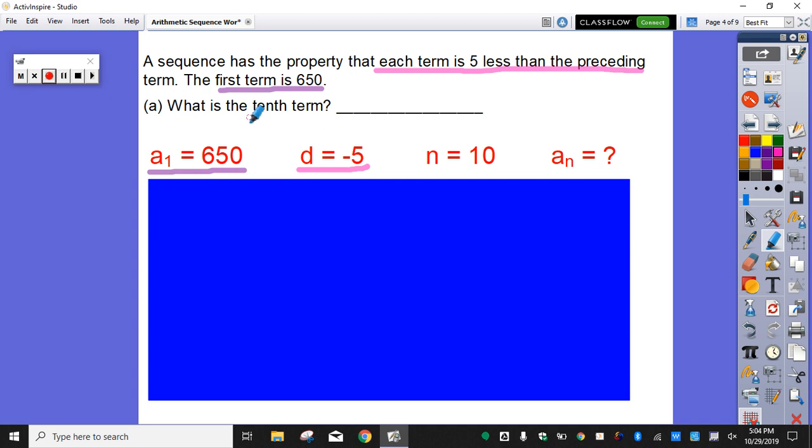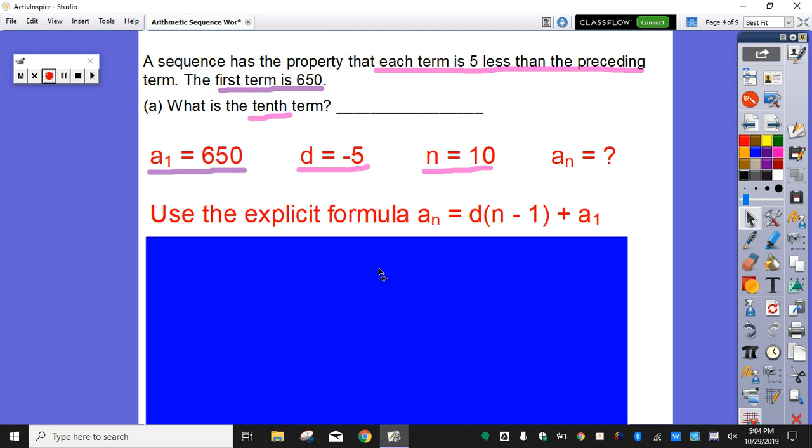They also want to know the 10th term. Remember, that's the term number, which would be n. So what I'm looking for is a sub n, or in this case, a sub 10, the 10th term. Not the term number, because they tell us 10th term. 10 is the term number. So what do I do? I put all my ingredients in my explicit formula.